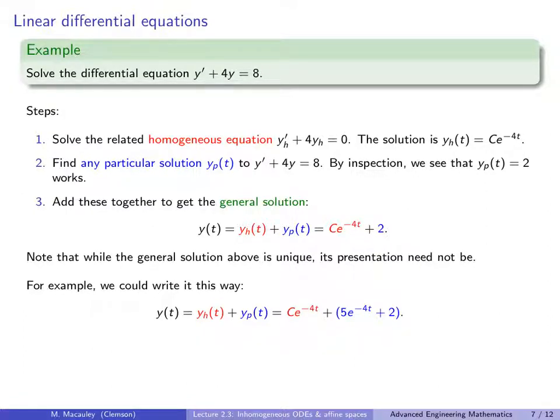For example, I could write it this way. I could say y of t equals c e to the negative 4t, and then here's a different particular solution, plus 5 e to the negative 4t plus 2. Where did I get this 5? Well, I just took my general solution and I plugged in c equals 5, and that is a solution. So I used that as my particular solution instead of this very simple one. Now obviously it's probably simpler if we just use the plain old 2, but I did this so I could show you that either of these is going to give us a formula for the general solution.